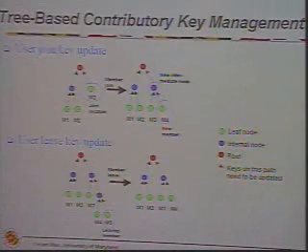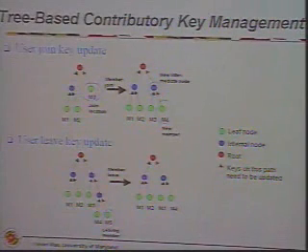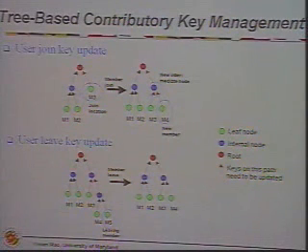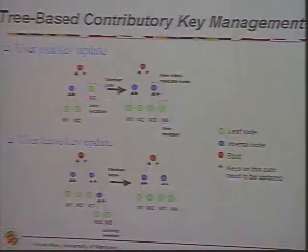So suppose three users come together, M1, M2, and M3. They try to establish a group key. M1 will first pair up with M2 and perform a two-party Diffie-Hellman. And then these two will act as one entity, the subgroup, to perform another two-party Diffie-Hellman with M3. So in this way, the group key is established.